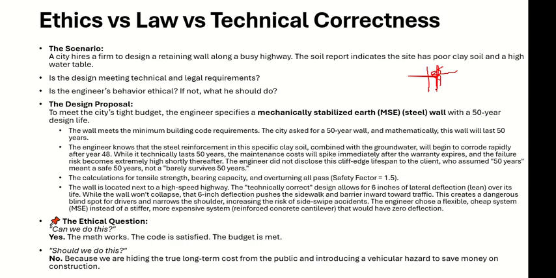It meets the requirement of the city. They asked for a wall which can sustain the load for 50 years, and technically your calculation shows that it will sustain for 50 years. Okay, but the problem is that on this site you have clay, and you have groundwater. Okay, so this will start damaging the steel wall. When you are doing the calculations, you are not taking these things into account, the water table on the site and so on. You are just doing the calculation on the basis of load and the strength of the material. So that calculation shows that it will last for 50 years.